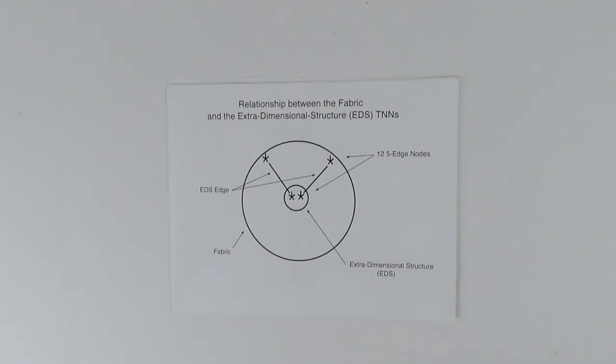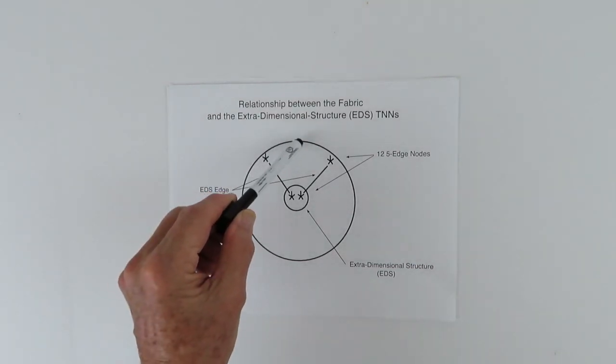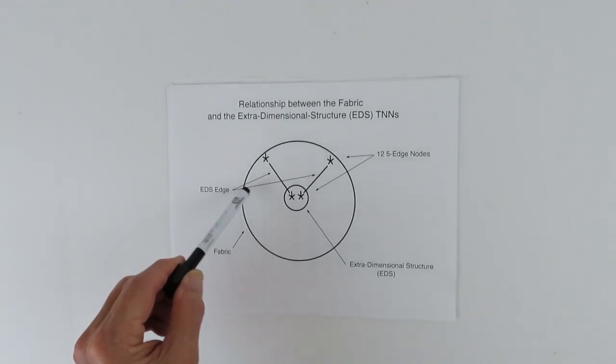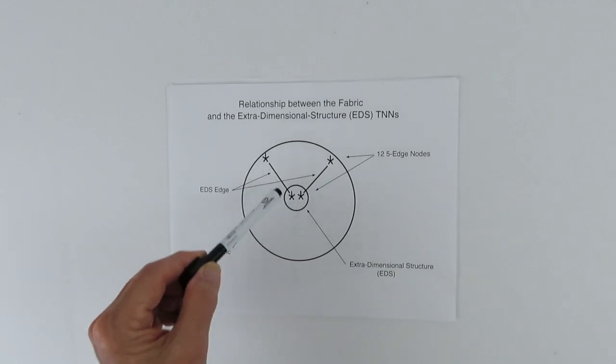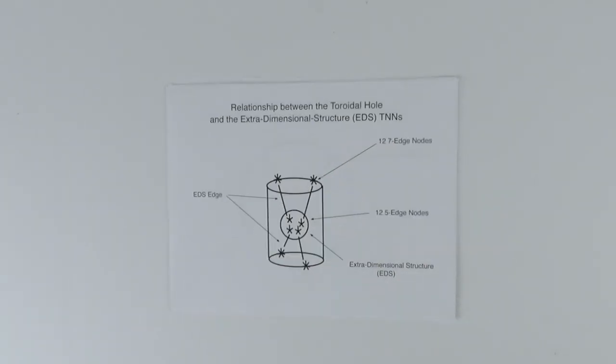And this is pretty nice. I mean, the only problem is that this structure here is a triangular neighborhood network, and so is this, but then these edges are extra. They're in a different syntax. The same sort of diagram can be generated for the toroidal hole.